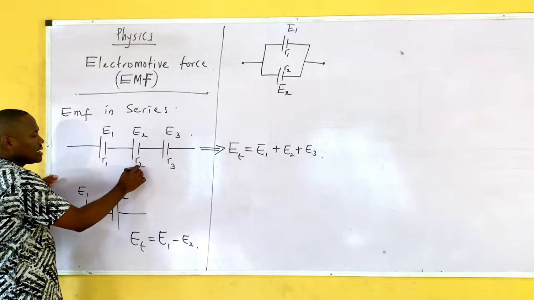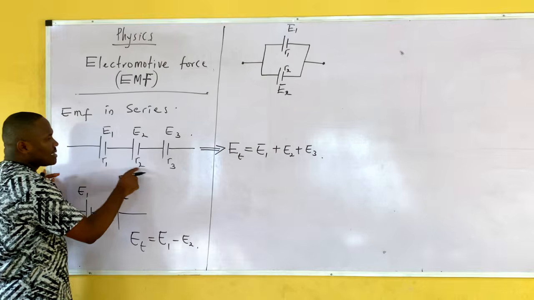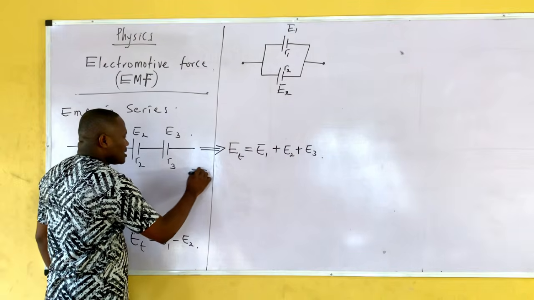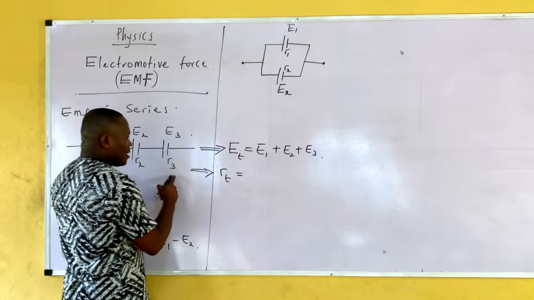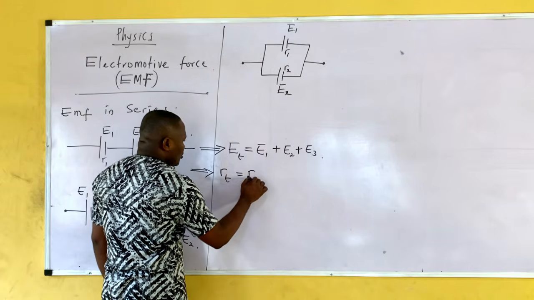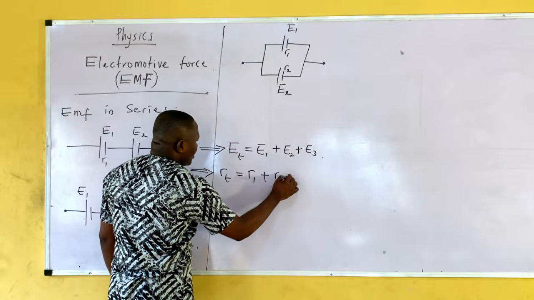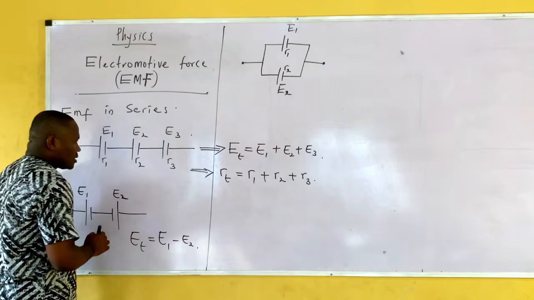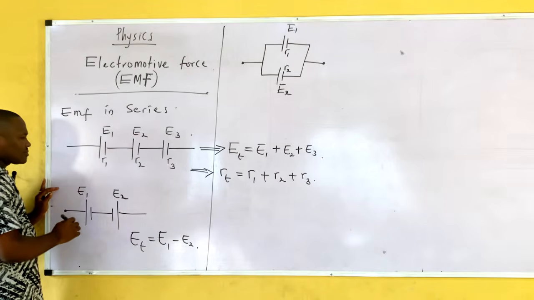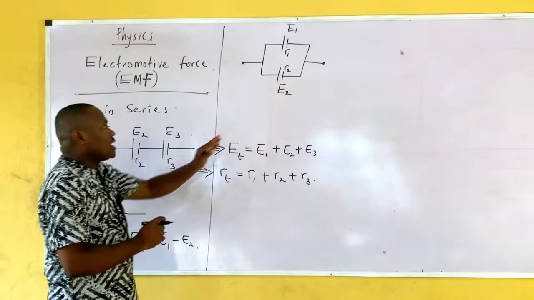Now, what about the internal resistance? For this case, the internal resistance, small letter r total, is equal to r1 plus r2 plus r3. Take note of that. Very important. Now, what about in parallel?